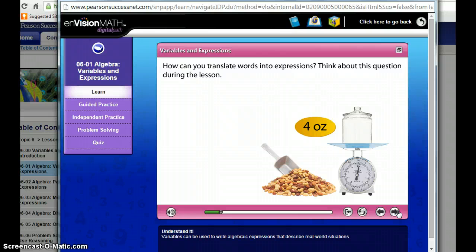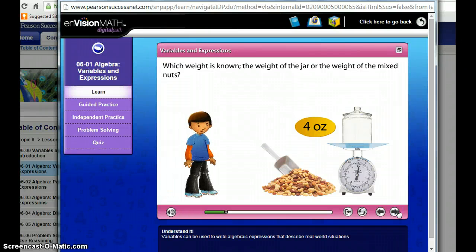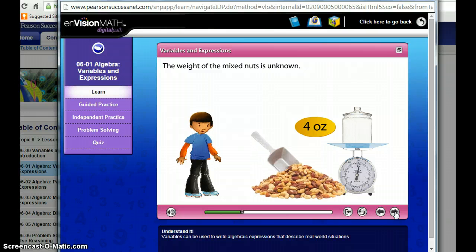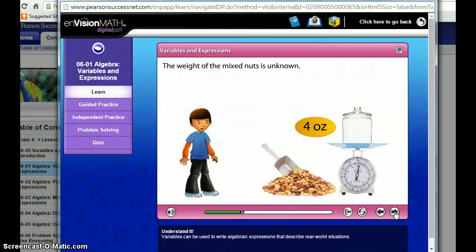How can you translate words into expressions? Think about this question during the lesson. Which weight is known? The weight of the jar or the weight of the mixed nuts? Which weight is known, Corey? The jar, because that's on the scale. It says 4 ounces. The weight of the jar is known. Which is the unknown weight? The mixed nuts. The weight of the mixed nuts is unknown.